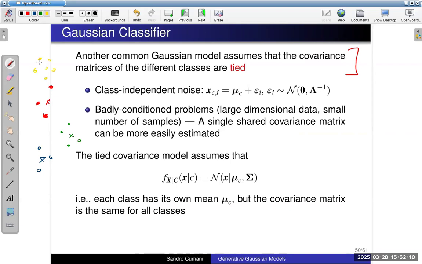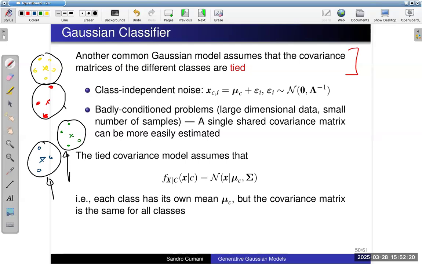So it works well if this assumption is correct. It assumes that even if I have few samples per class, all these classes have the same spread, so they can be represented by a single covariance matrix. Why is this? Well, this makes sense.